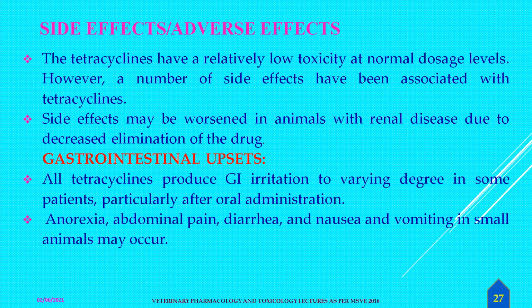In the beta-lactamase category of antibiotics, the amoxicillin is not absorbed through the intestine, whereas the ampicillin is the one which is going to kill almost all the gastric microflora. And anorexia, abdominal pain, then diarrhea, nausea and vomiting in small animals may occur if the dosage is given more. So they will vomit that particular ingesta and get rid of the toxic side effect.